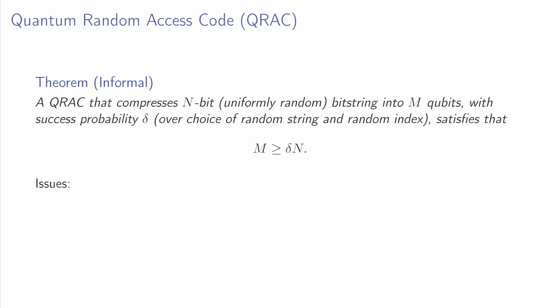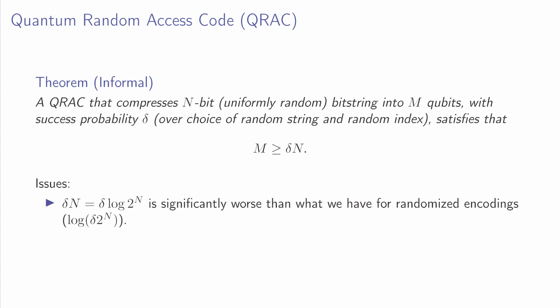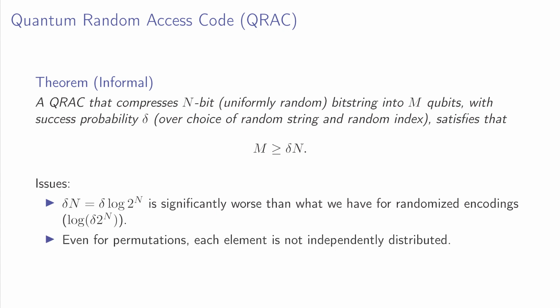So there are two issues with using this quantum random access code definition with our compression argument. The first is that this delta times n term, which is equivalent to delta times log of 2 to the n, is significantly worse than what we have for randomized encoding of truth table, which is roughly log of delta times 2 to the n. And the second issue is that even for the case of inverting permutations, each element is not independently distributed, as every two elements in the permutation have to be disjoint.